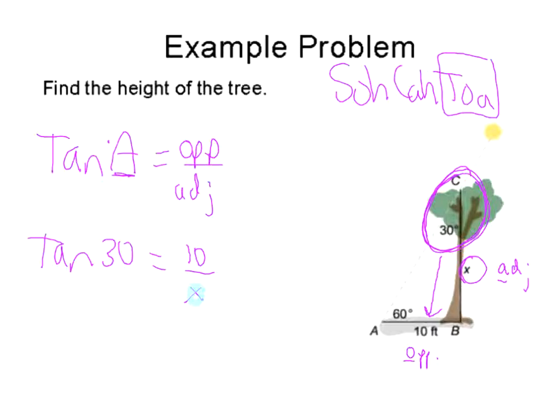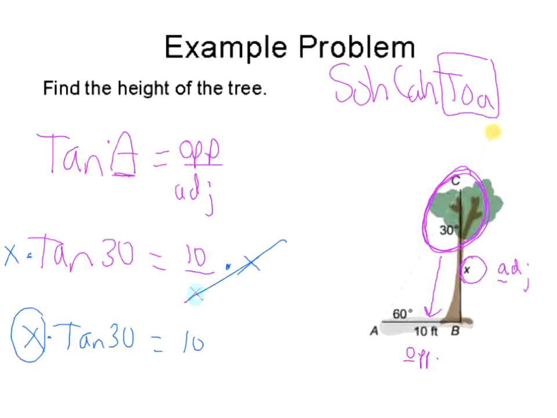Close. Okay, watch what I'm going to do. Right now, if it says divided by X, what's the opposite of divide by X? Okay, multiply by X. That's going to get it out of the bottom. Everybody agree with that step? Am I allowed to do that as long as I do it to both sides? Yes, I'm allowed to do that. So now I have X times tan 30 equals 10.